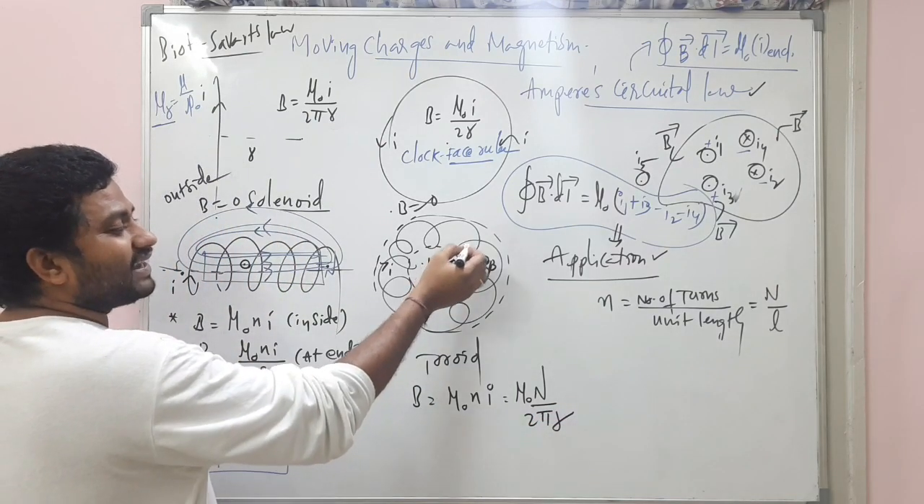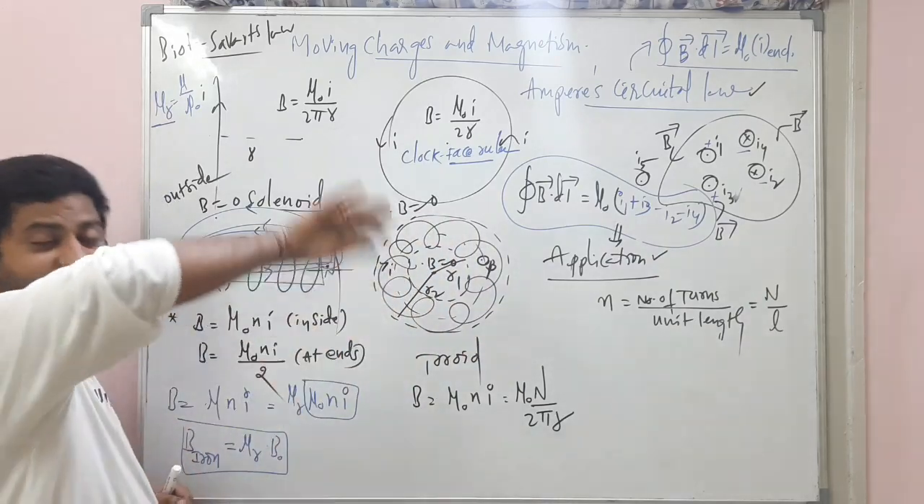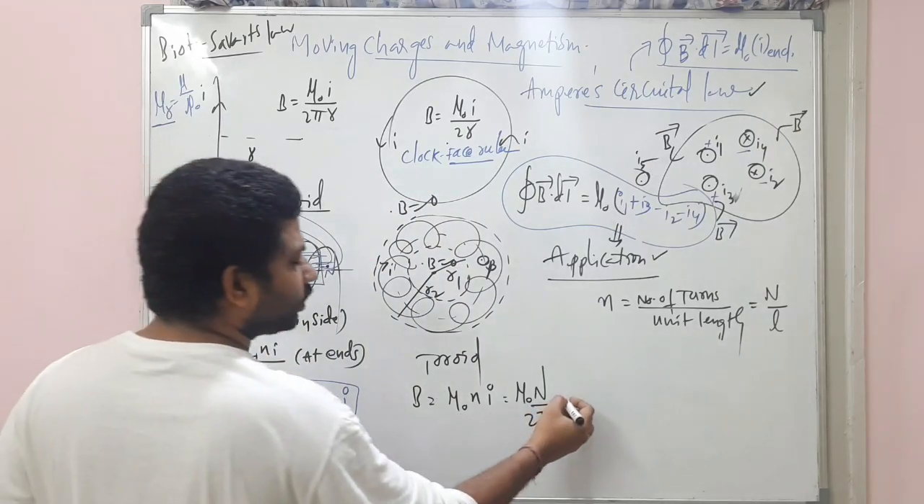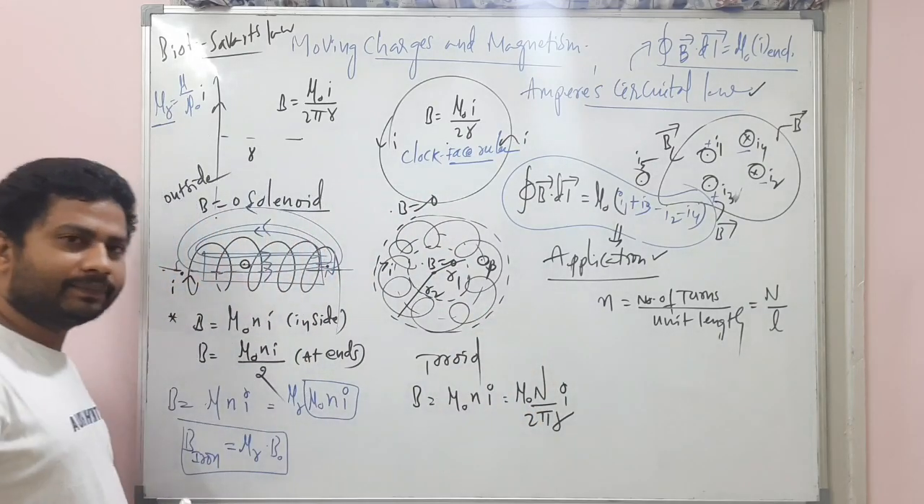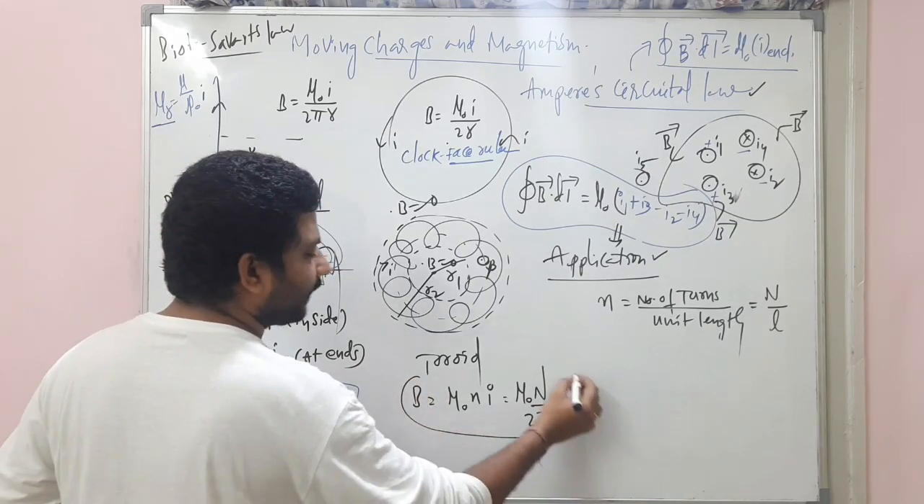Because the radius is r here. The radius is r here. Length is 2 pi r, the circumference of this circle is 2 pi r, into I. Okay, clear? And remember this. So this is the expression for the toroid, my dear student.